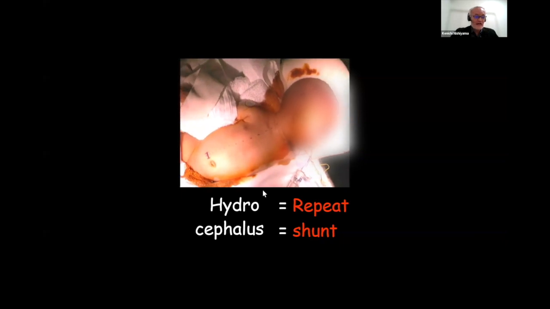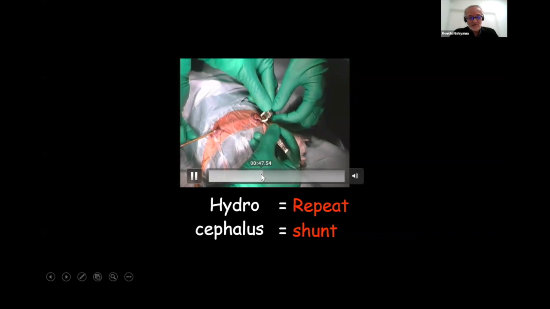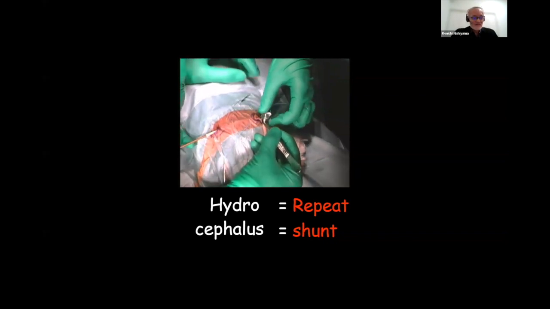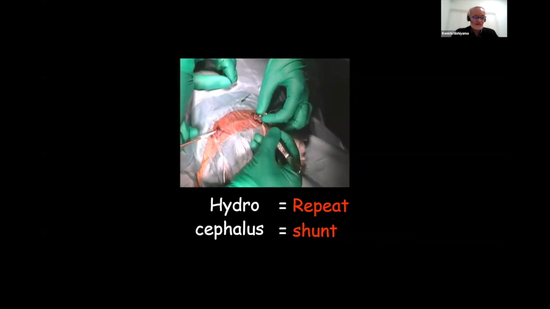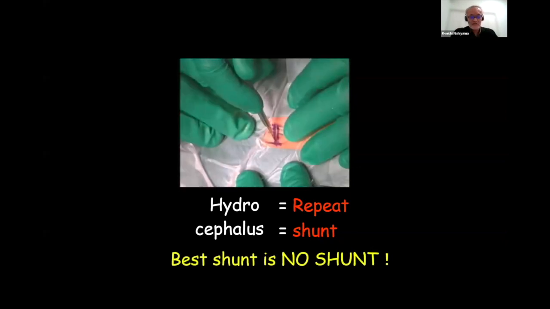We sometimes call it hydrocephalus repeat shunt. Maybe many of us have been frequently called for shunt replacement on the weekend. And the best shunt is no shunt. It is, so to speak, our cry of the soul.